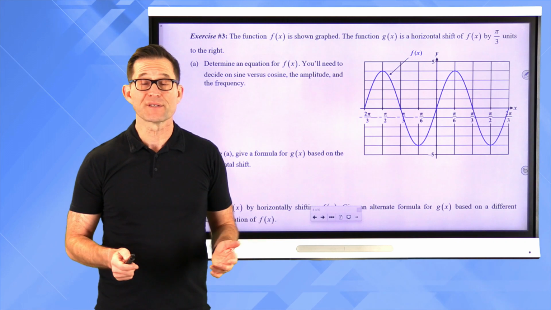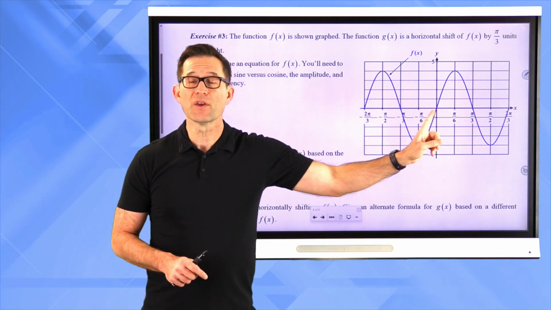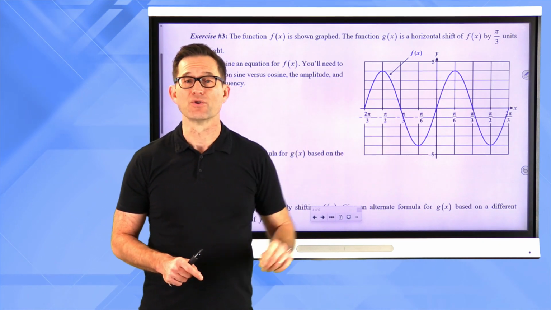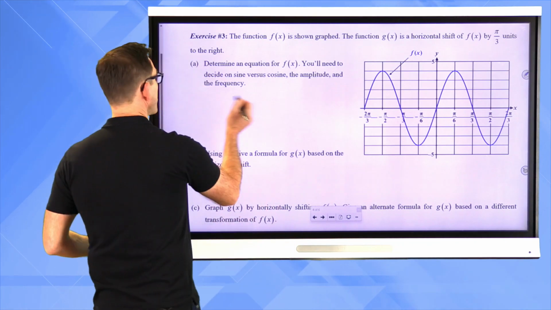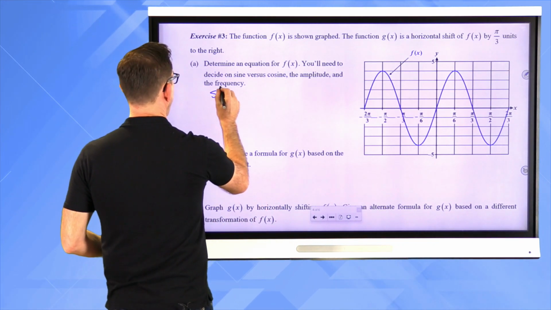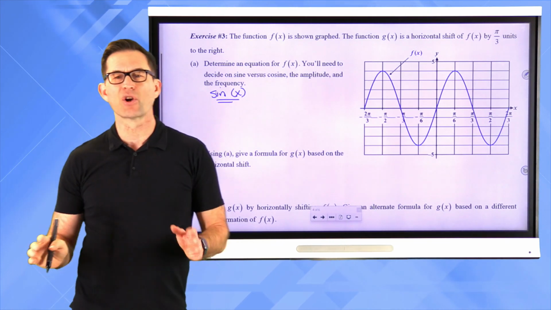Well, to be honest, it could be based on either one of them. But the fact that it starts at the origin and rises out of the origin means that it's most naturally based on the sine function. So the first thing we're going to do is we're going to base it on sine of x, all right? That's going to be how we're going to start off.